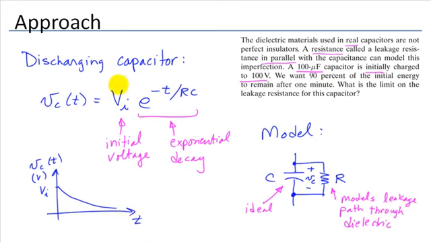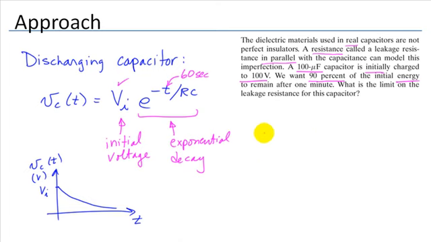Now we'll say that we have a 100 microfarad capacitor initially charged to 100 volts. What we'd like to have happen here is that 90% of the initially stored energy is still in the capacitor after 1 minute, or 60 seconds.